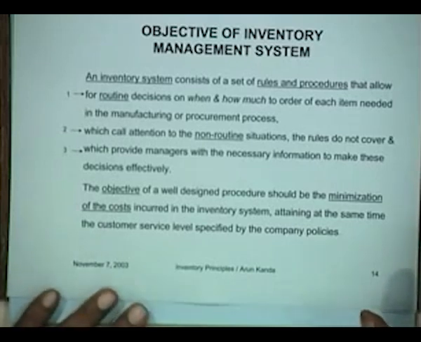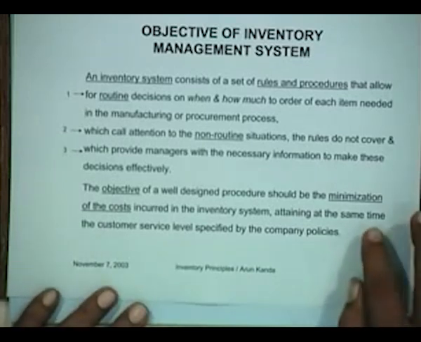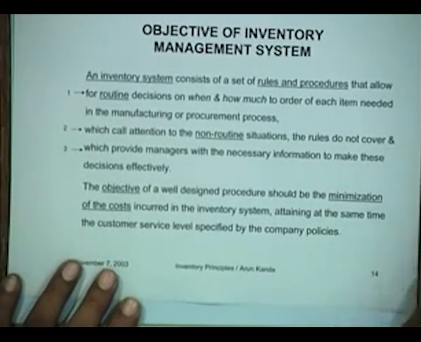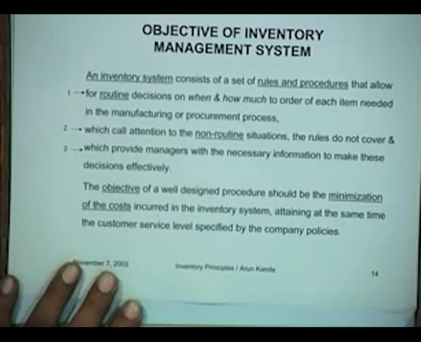And number three, which provide managers with the necessary information to make these decisions effectively. The objective of a well-designed procedure should be the minimization of the costs incurred in the inventory system, attaining at the same time the customer service levels specified by the company policies. So that is the basic objective of the inventory management system.